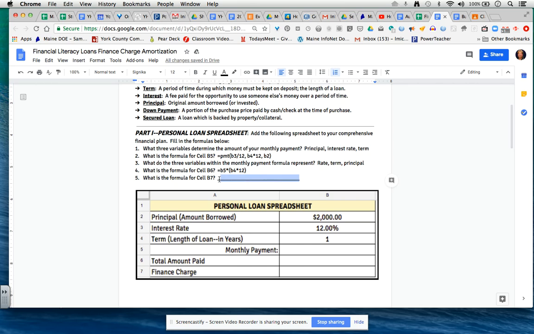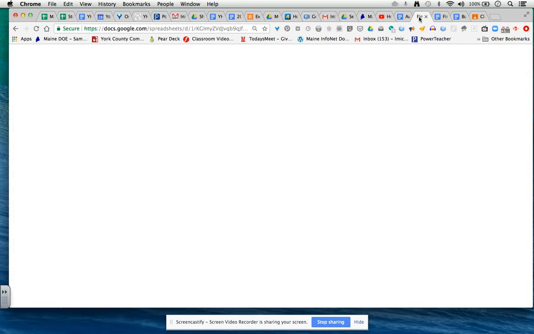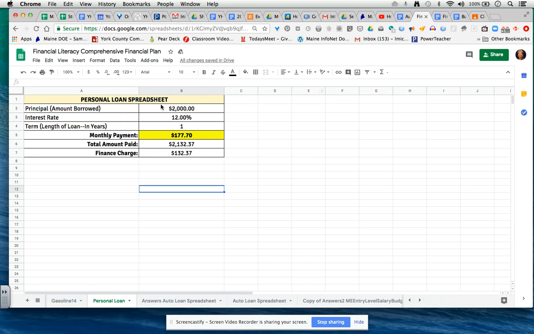And then in cell B7 is how much is the finance charge. This is the dollar amount of interest that the bank will make. So that's going to be the amount that you pay back in total minus what you borrowed. So that's going to be equals B6 minus B2. So let's see if we can apply this to your financial plan. And here it is. So you're going to enter this in, and enter in all the formulas here. Does that make sense?